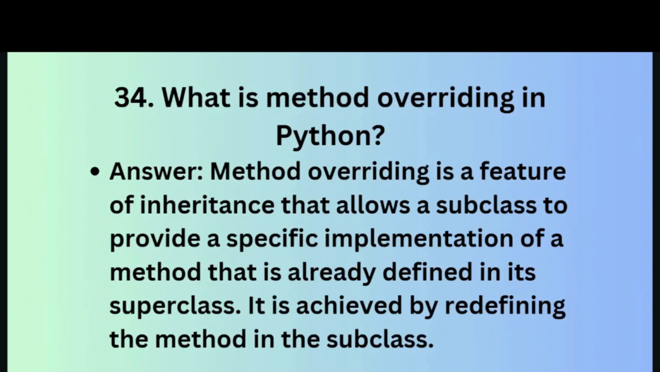What is method overriding in Python? Overriding is a feature of inheritance that allows a subclass to provide a specific implementation of a method that is already defined in its superclass. It is achieved by redefining the method in the subclass.